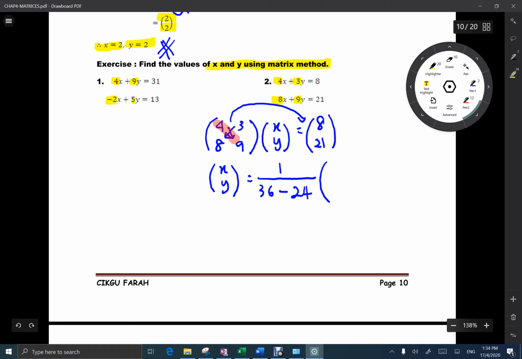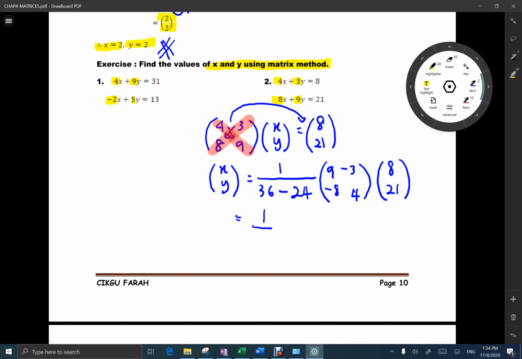Okay, now this part change position. For 9 it will be 9, 4. This part you need to change the sign. So negative 8 akan jadi negative 8. 3 it will be negative 3. And don't forget to times with 8, 21. Okay, so first you solve the determinant. 1 over 36 minus 24. So 36 minus 24 is 12.